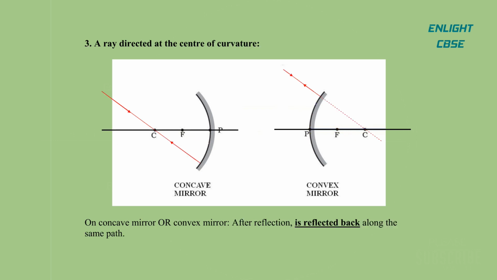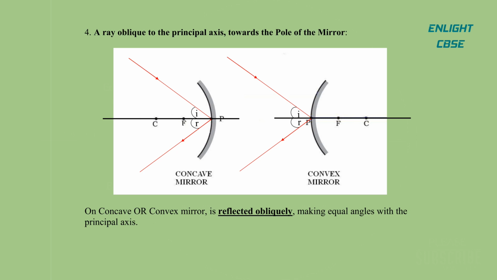3. A ray directed at the center of curvature, on a concave mirror or convex mirror, after reflection, is reflected back along the same path. 4. A ray oblique to the principal axis, towards the pole of the mirror, on a concave or convex mirror, is reflected obliquely, making equal angles with the principal axis.